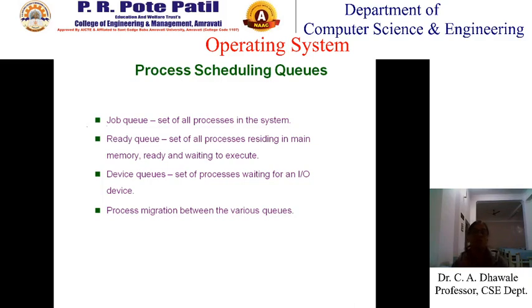In the last lecture, we reached up to the process scheduling queues. So let us recall it. First is a job queue, then ready queue, device queue, and we know that the process migrates from one queue to another. First, it is in a job queue. If it is ready for execution, it will enter into the ready queue. If it needs certain IO operation, then it will enter a device queue and so on.